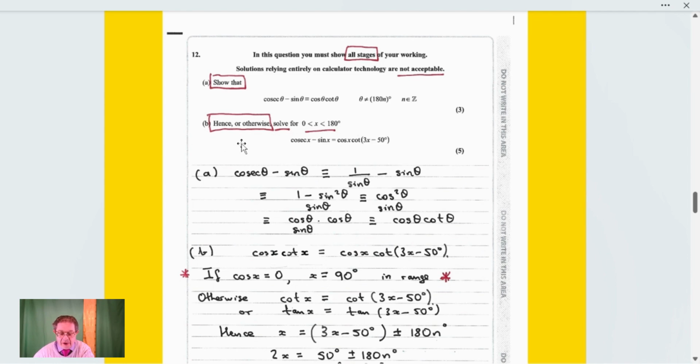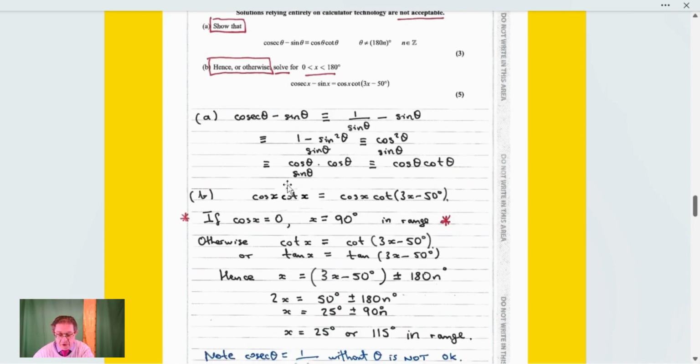Part B, hence or otherwise. Hence means use the previous part. Otherwise means you don't have to. You could use a different method. The obvious one is to use the previous part. So we replace the left-hand side with cos x cot x.